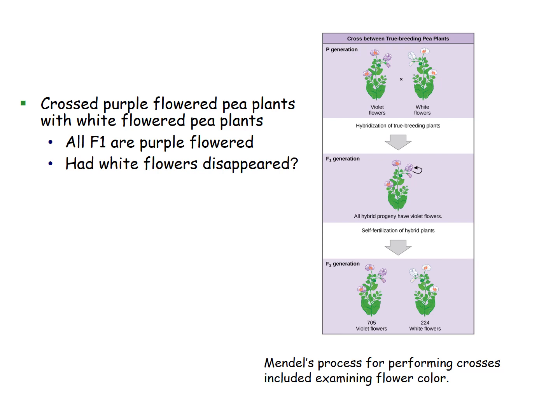Mendel crossed purple-flowered plants with white-flowered plants. In the F1 generation, all the plants had purple flowers. Had the trait for the white flowers disappeared?